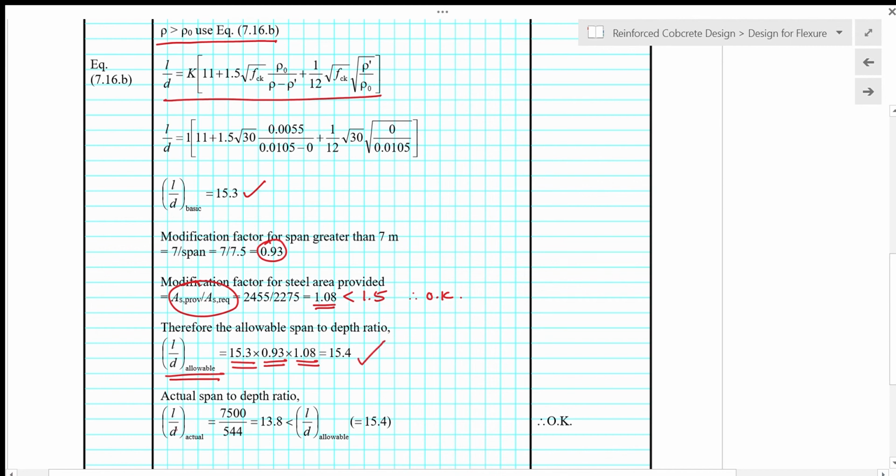And then in the beam, we have the actual L over D, where the span is 7.5 meter or 7,500 mm, and the effective depth D is 544 mm. So the actual L over D ratio is 13.8. The allowable L over D ratio is 15.4 as we have calculated. So we conclude that the deflection is okay when the actual L over D ratio is smaller than the allowable L over D ratio.